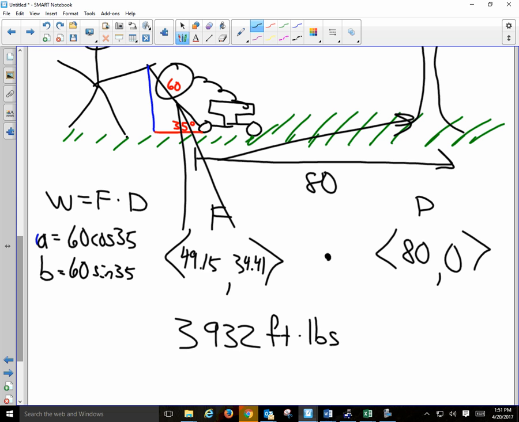What if we had an incline? What if we had a 5-degree incline? Then would it be 80, 0? No, it might be like, say, 77 and 2 or something like that.